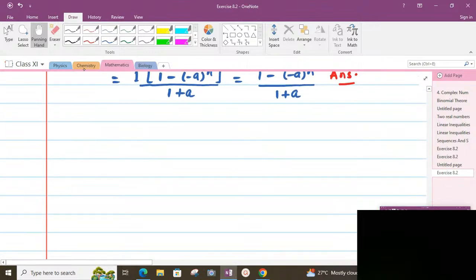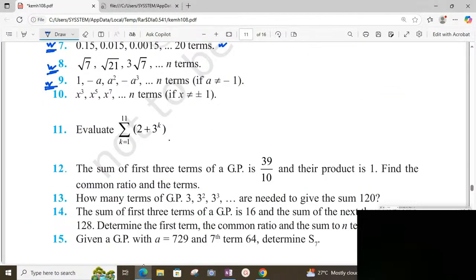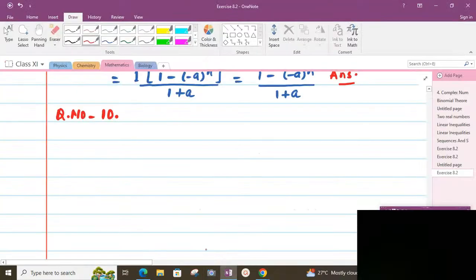Let's solve question number 10. Let's see question number 10. So this is question number 10. अब question number 10 यहाँ देख रहे होंगे. x³, x⁵, x⁷, dot dot dot, 10 terms, if x not equal to plus minus 1. So let's see the solution.